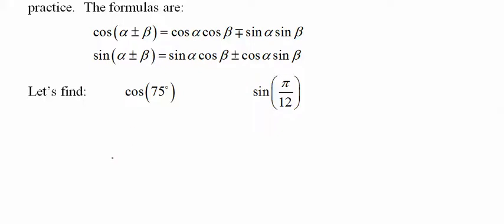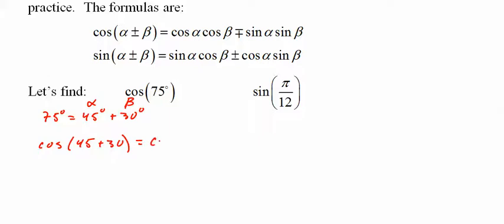So let's find cosine of 75. Well, what adds up to 75? So the first step I usually do is say, well, that's 45 plus 30. This is kind of my alpha. This is kind of my beta. And cosine of 45 plus 30, and I'm going to throw the degrees out in the interest of time, equals cosine of 45, cosine of 30, remember the signs switch, minus sine of 45, sine of 30.